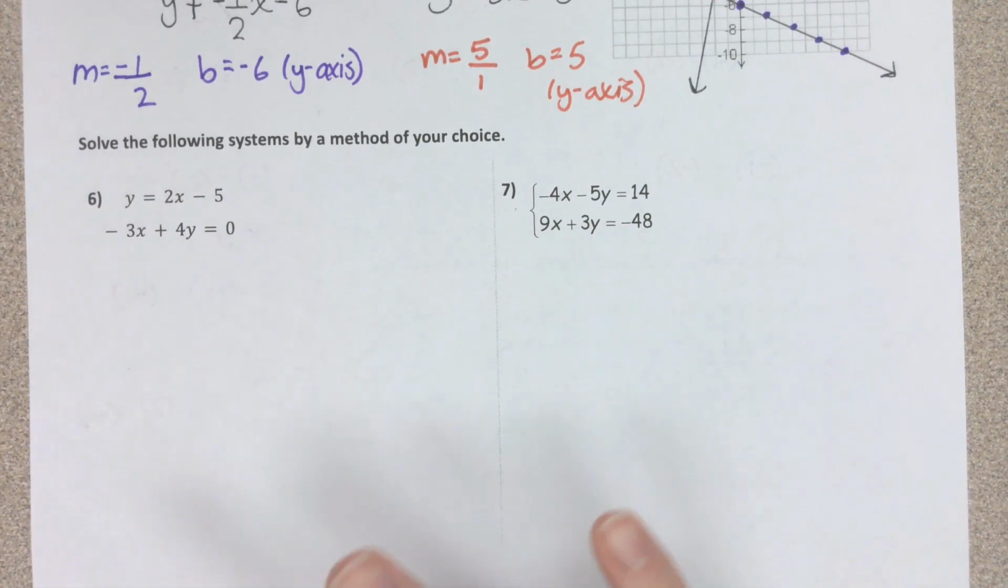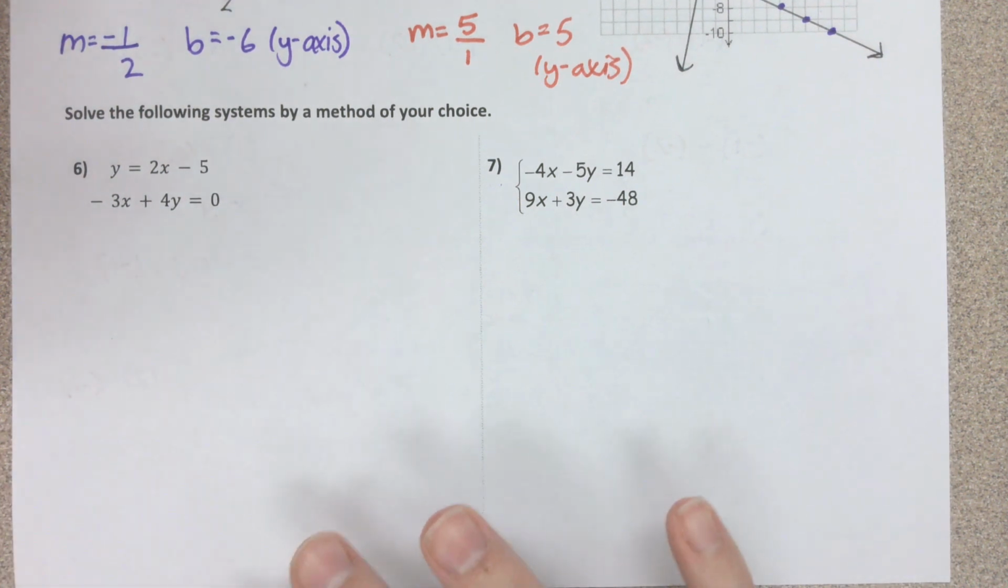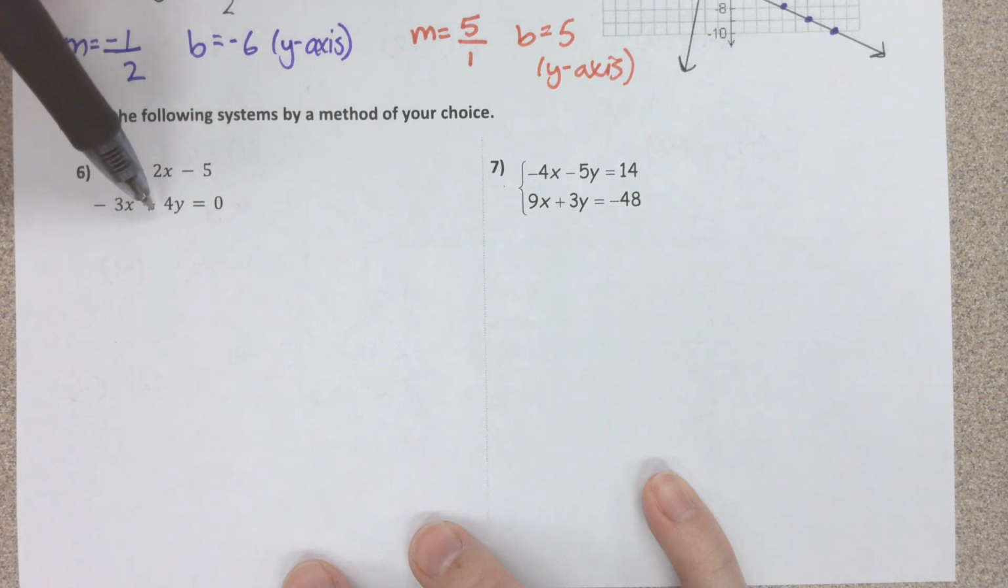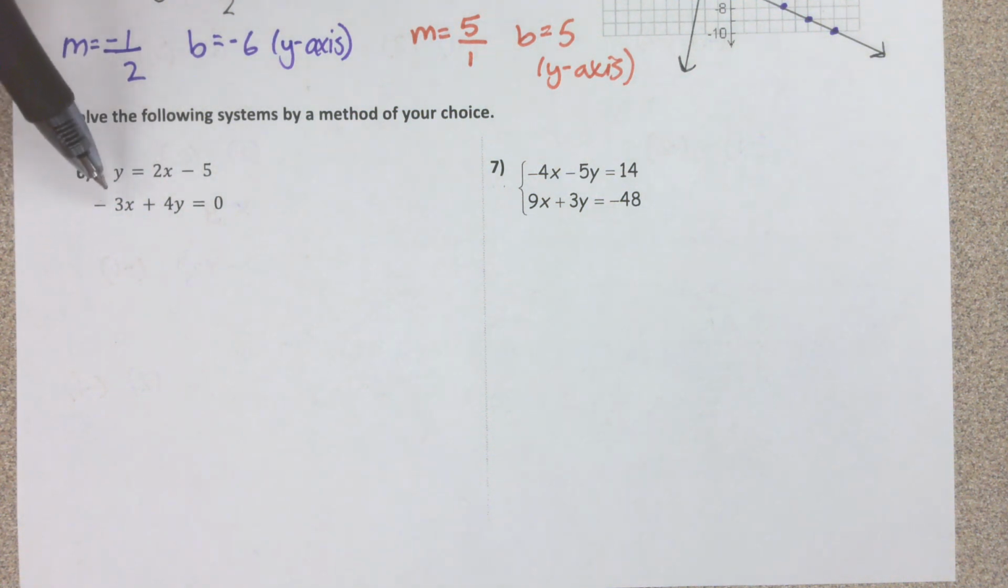Next two, solve the following systems by a method of your choice. So we say that, but each of these problems are set up with a specific method in mind. So number 6, we have y equals 2x minus 5 and -3x plus 4y equals 0. In theory, you could solve this either by graphing, substitution, or elimination. But again, when it's set up like this, it's kind of begging to be solved by a specific method. So this is a clear example of substitution.